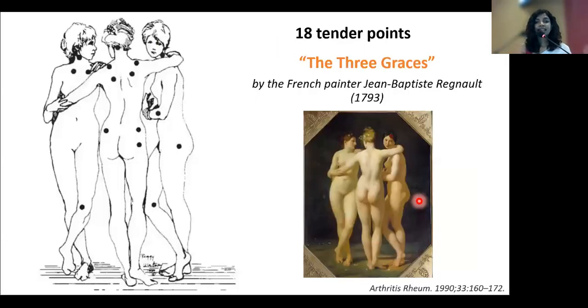And the sites that we look at, this was extracted from the 1990 publication of the ACR criteria, and this illustration is based on a painting by a French artist called Jean de Baptiste Renoir, the three graces. So you can see that the points will be both in the upper body and the lower body, and the left and the right. So you have multiple points, multiple sites that are widespread, that will be painful and tender.